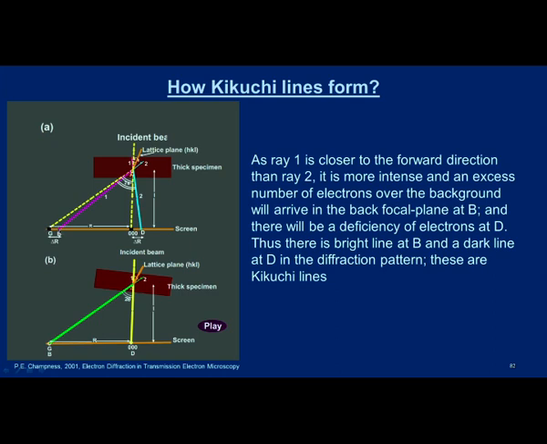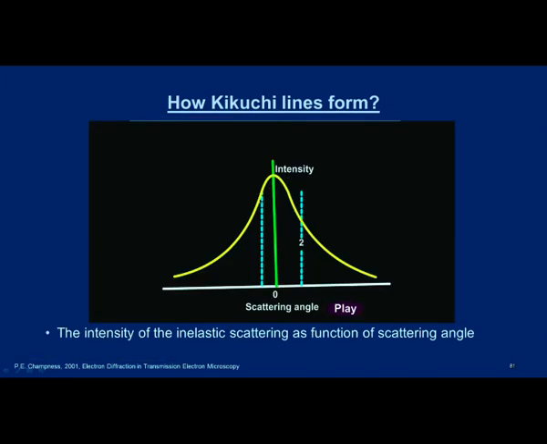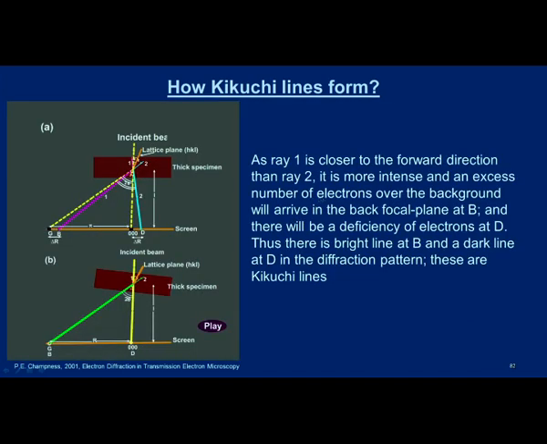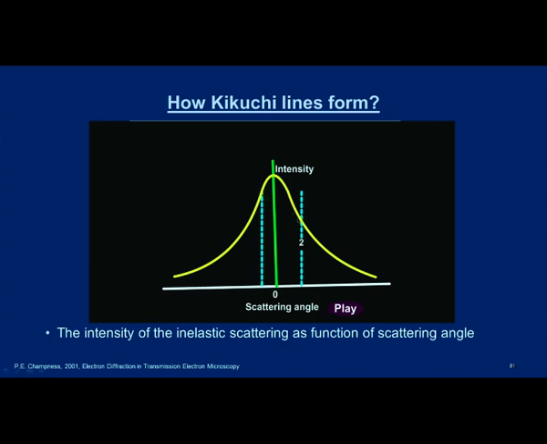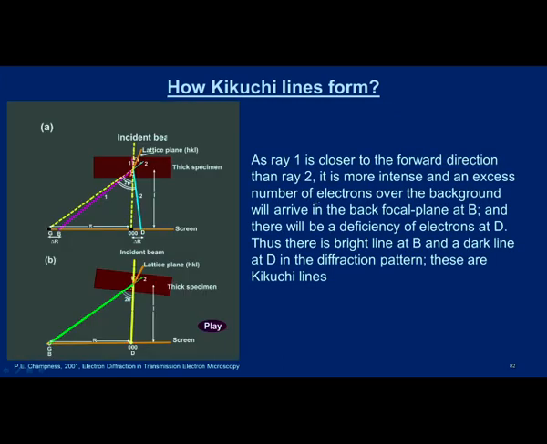Please understand that all this diffraction takes place in the back focal plane, which you all know. Here the ray 1 which I am talking about is this ray. Obviously, compared to ray 2, this is more intense, because this point will have higher intensity. So, the excess number of electrons over the background will arrive at the back focal plane at B here, and there will be a deficiency of electrons at D.